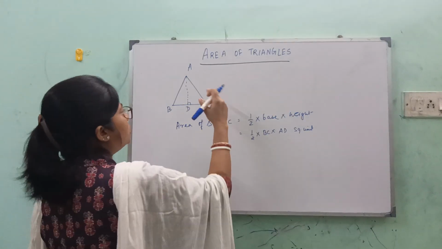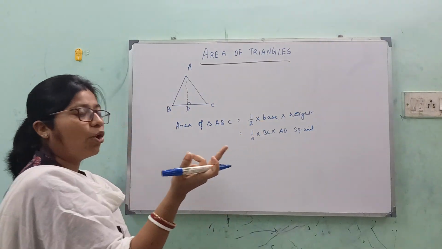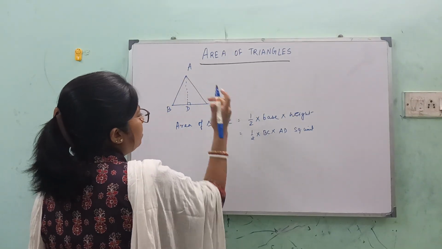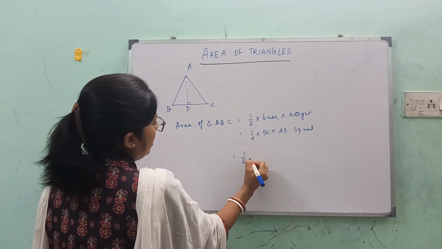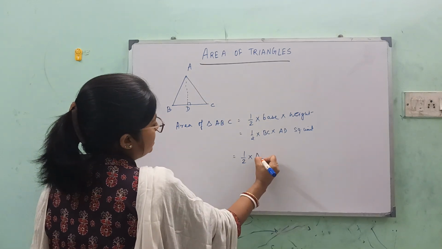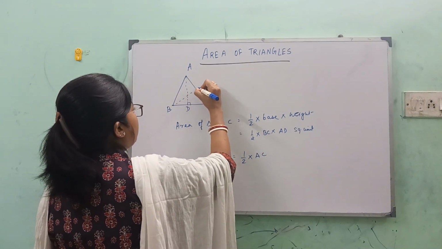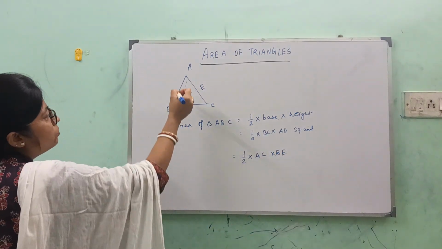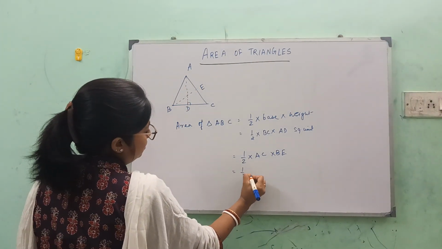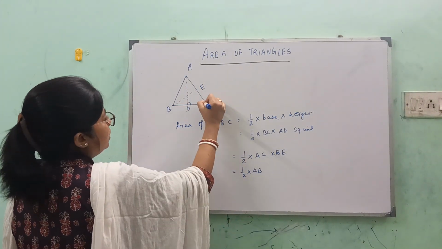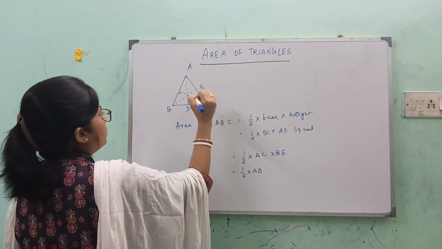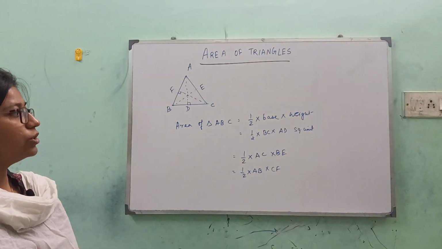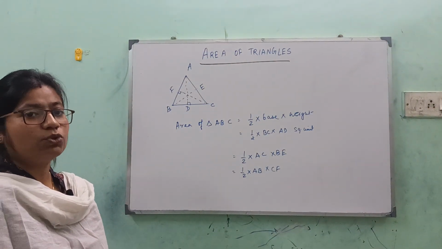Now, if you change the base, then the corresponding altitude will also change. For the base BC, the altitude is AD. And if I take the base as AC, then the altitude will be, let's name this as BE. Similarly, if you change the base to AB, then the altitude will become CF. So, your base and your altitude, they should be corresponding to each other.